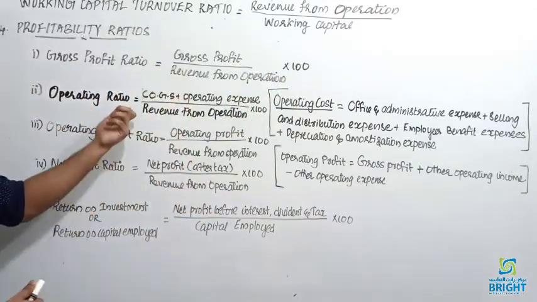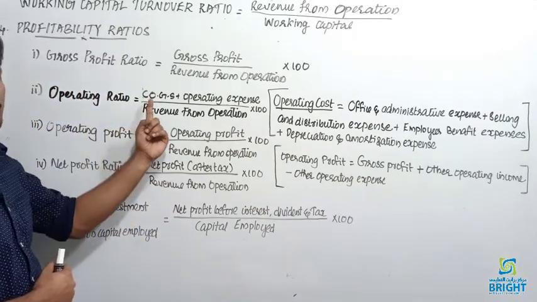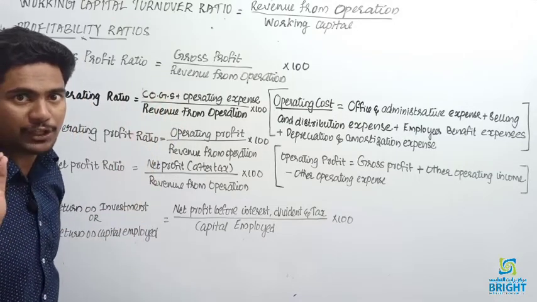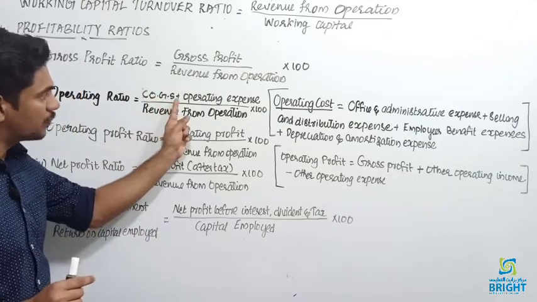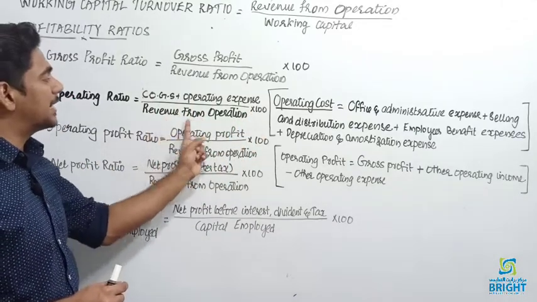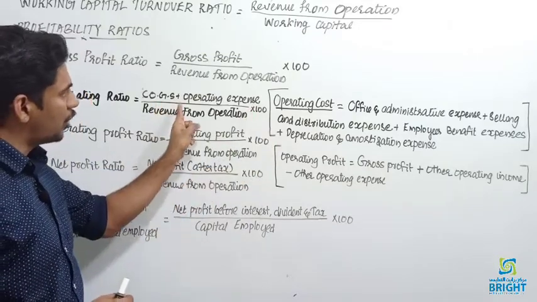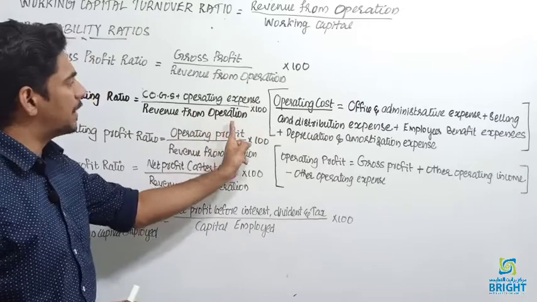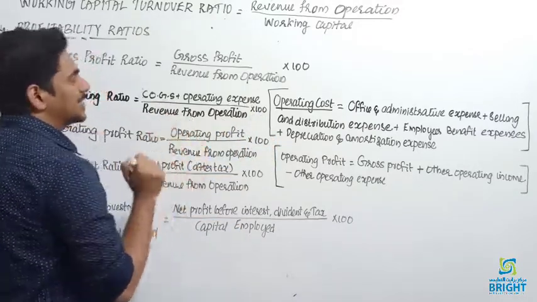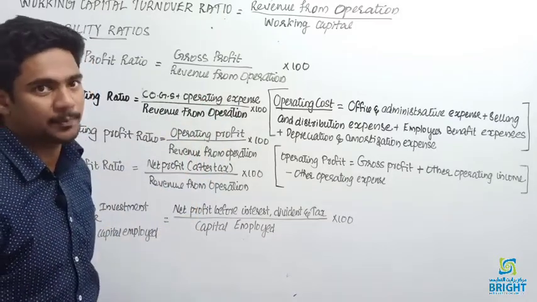Okay, next one, operating ratio. Operating ratio is equal to, remember, cost of goods sold, that is cost of revenue from operation, plus operating expenses, divided by revenue from operation into 100. You know what is cost of goods sold. You know what is revenue from operation. Only question is how to calculate the operating expense.